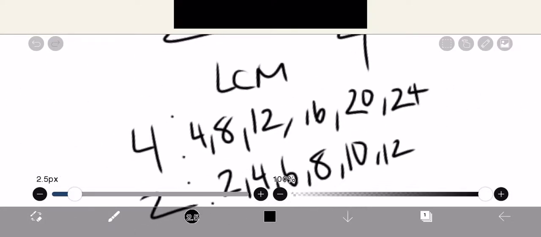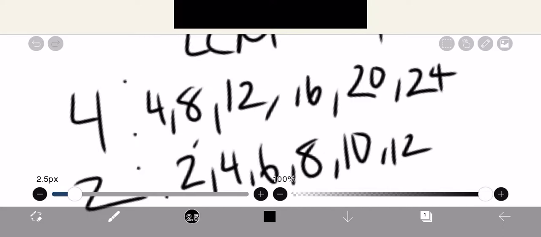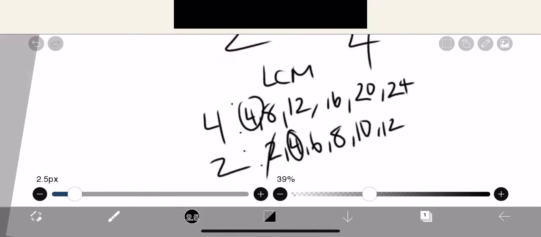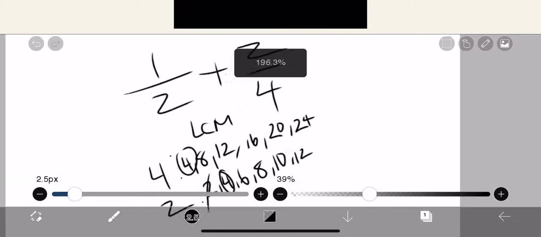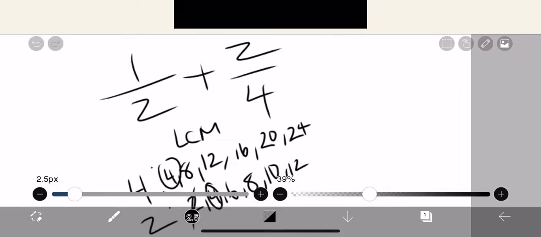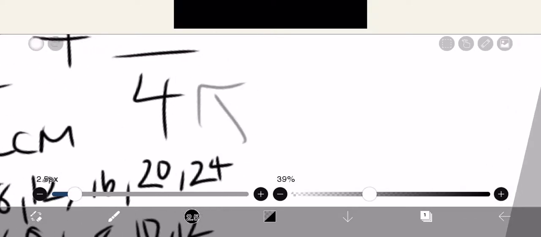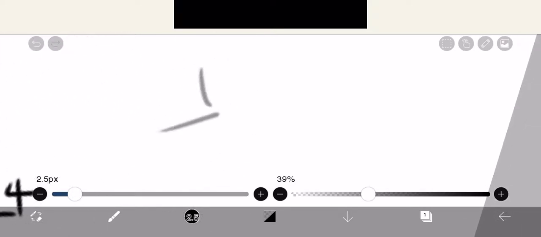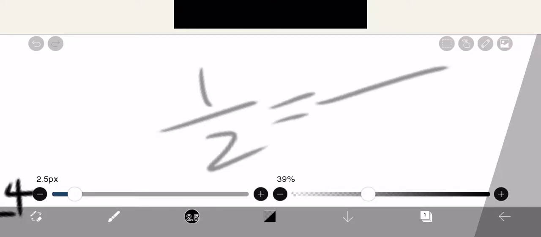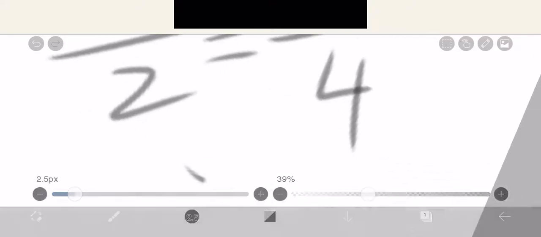So let's look at the least common here. We don't have any 2's, but we have a 4 in both, and that's the least common. Now what do we do after this? We have to turn every denominator in our problem to 4. This is already a 4, so we don't need to change it. But let's take a look at 1/2. We have to turn this into a 4. And to do that, we have to multiply by 2.